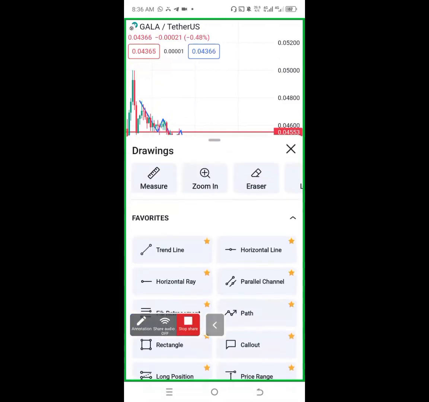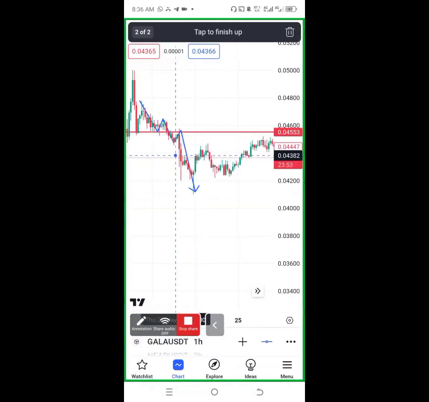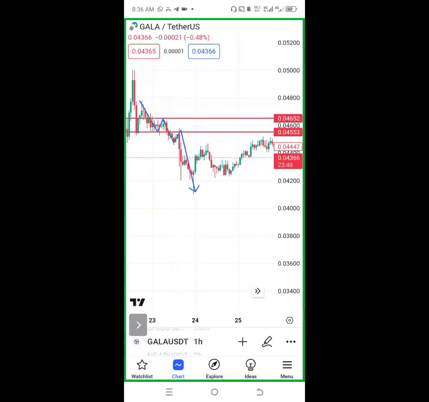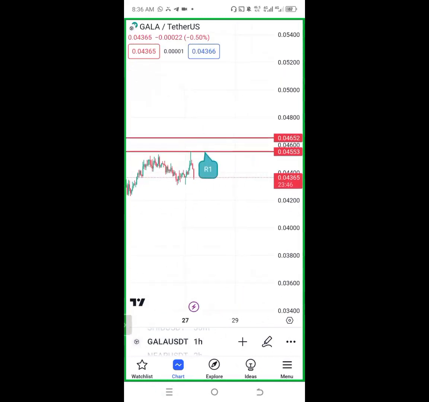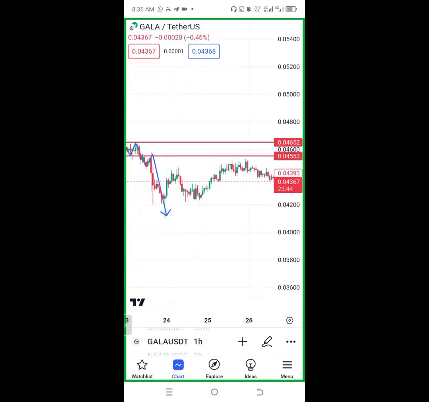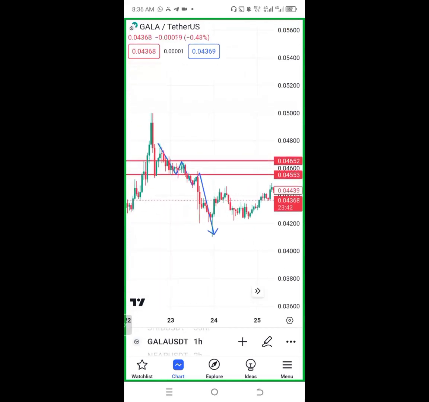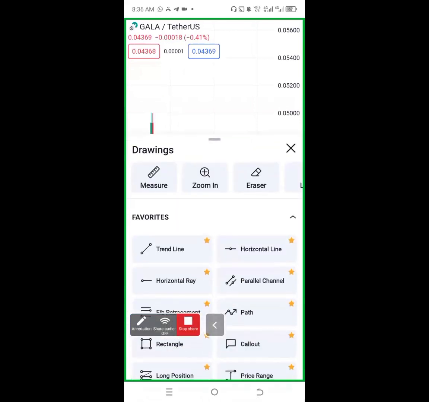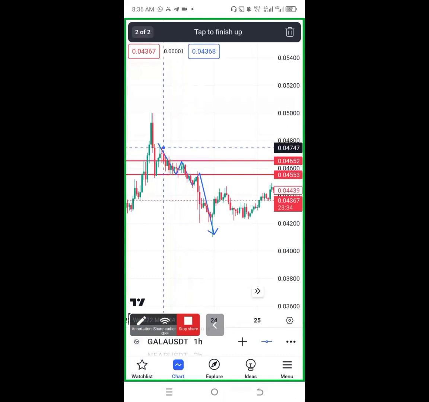So let's draw our second resistance. So we're making reference to the first resistance. So that means this would be our second resistance. See that? Then resistance 3 will be the third one. It will be this other part here, right? So let's pick this, pick horizontal line, and we're going to put it there.